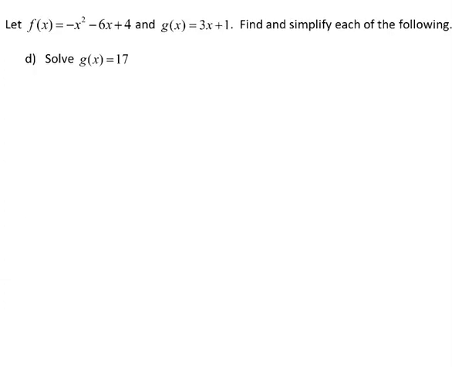Still thinking about our function g, we're back to our instruction word of solve. Solve means that we know the output, and we're looking for the input. So I'm going to take my function g, my 3x plus 1, and set it equal to 17. Subtracting 1 from both sides, we have that 3x equals 16, so x is equal to 16/3. Just leave it exact as a fraction rather than doing a decimal approximation. So the input in our function g that will give us an output of 17 is an input of positive 16/3.